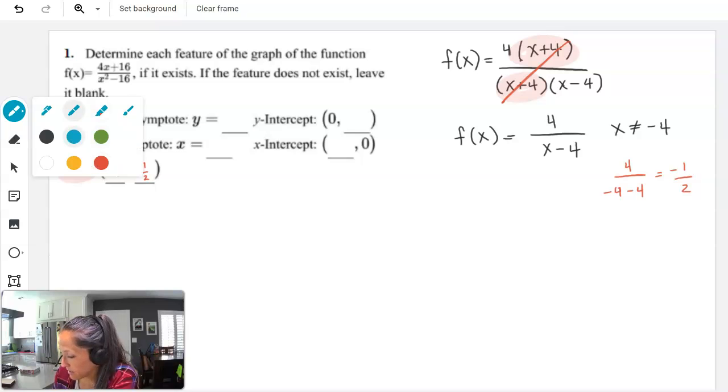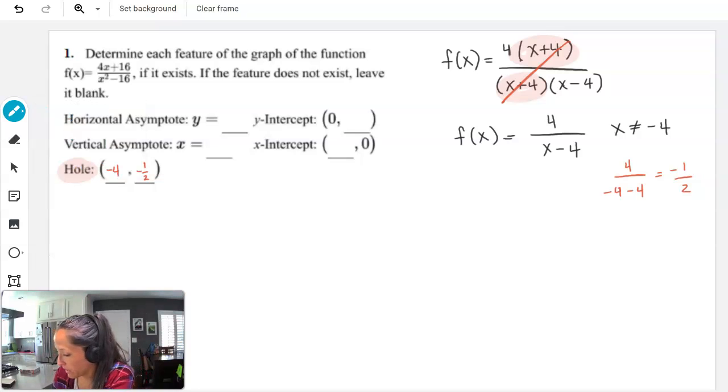Now, our horizontal asymptote. In this case, this is where I want to connect our algebraic pieces. When we're talking about a horizontal asymptote, we are talking about the limit as x goes to infinity. Our limit at infinity: what happens as my x gets really, really, really large with my function? And we're now looking at this function of 4 over x minus 4.